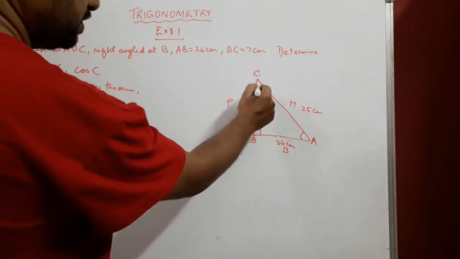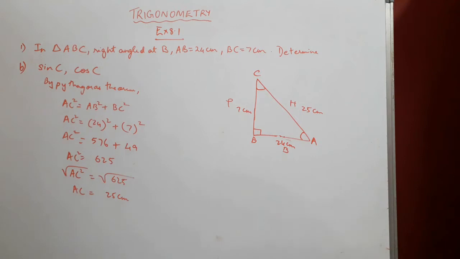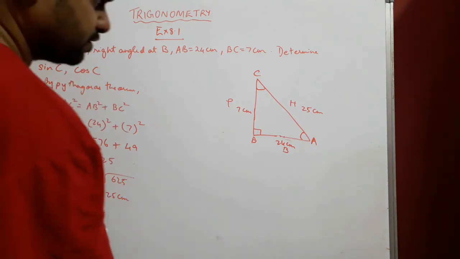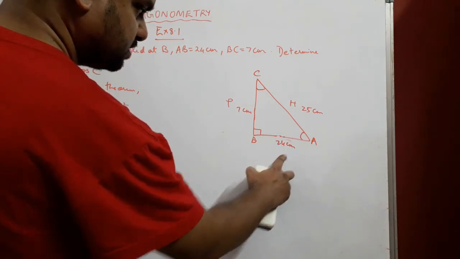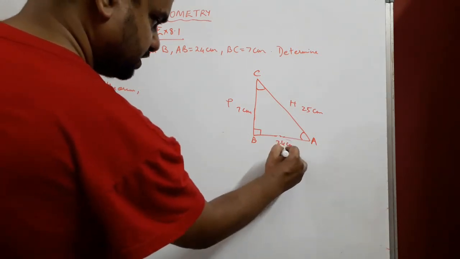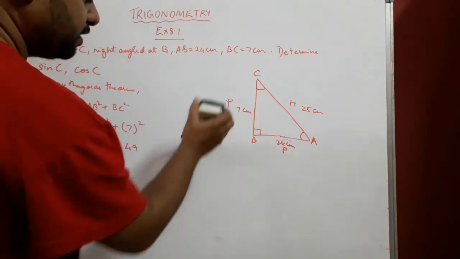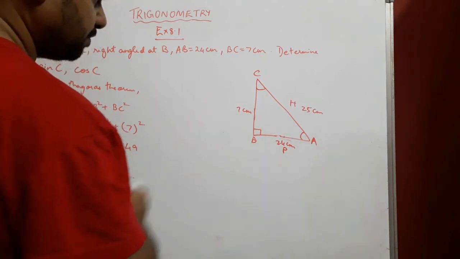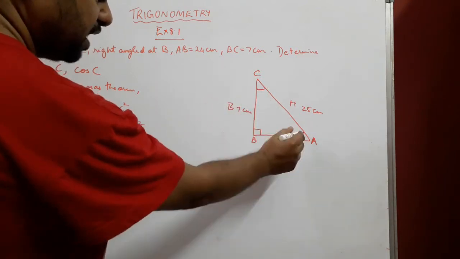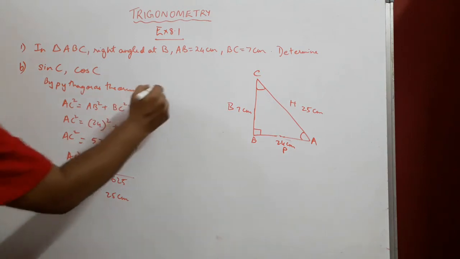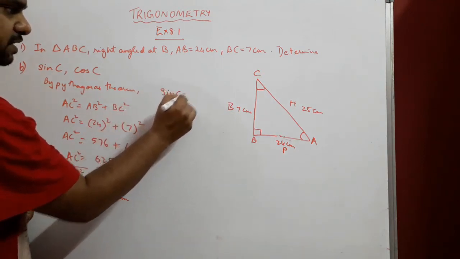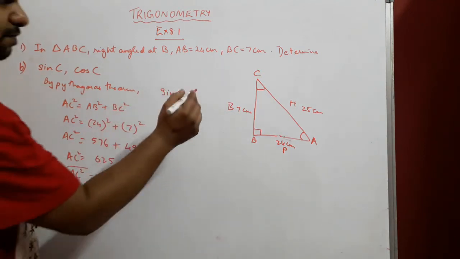So here now we'll take the angle as C, and so our base and our perpendicular will change. What was our base will become our perpendicular, and whatever was our perpendicular becomes our base. The hypotenuse remains the same. So sine C is equal to P upon H.